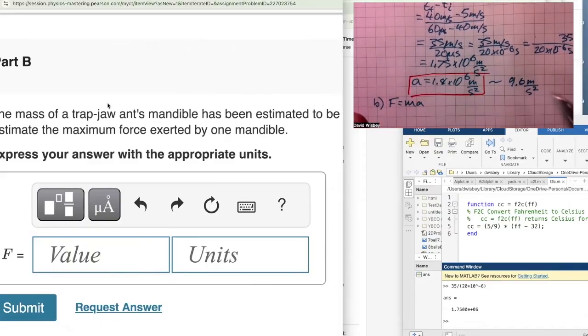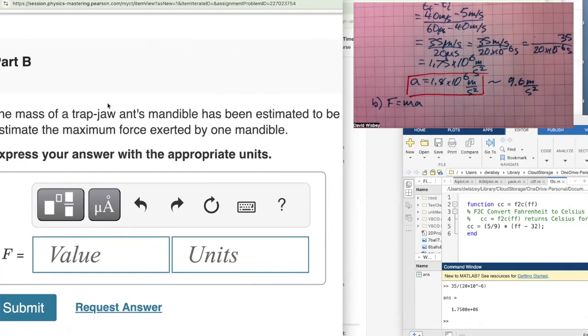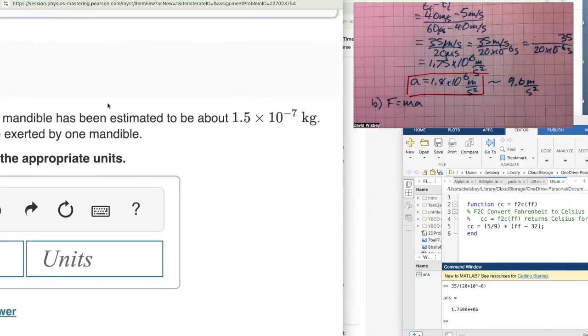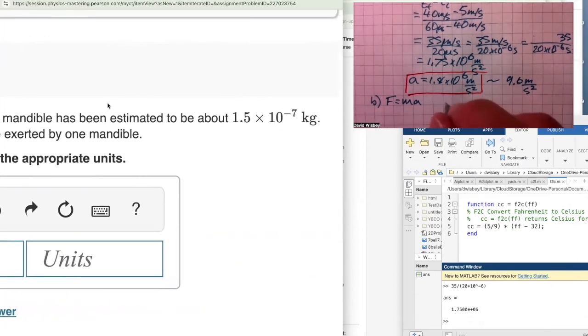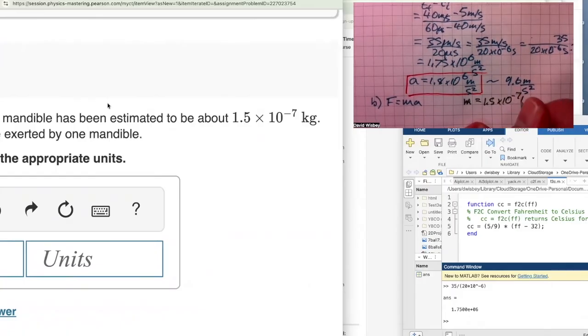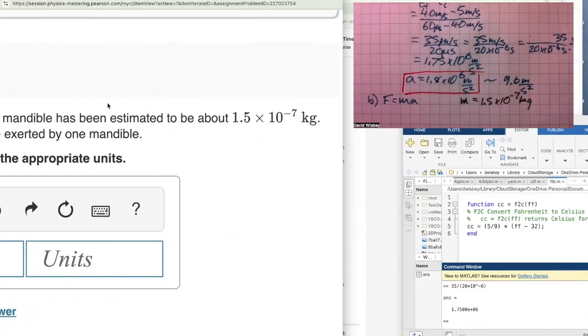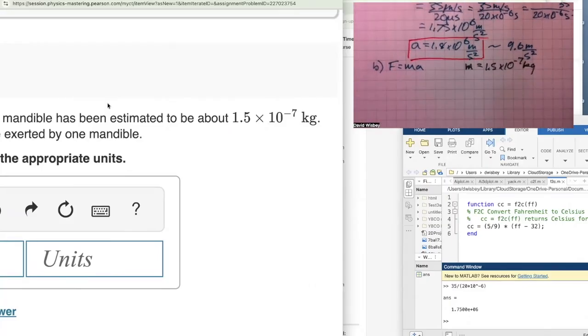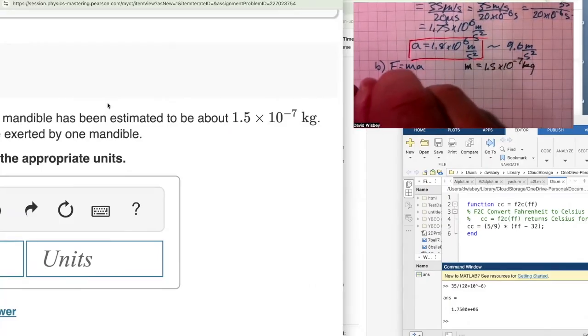Now, what does it tell us in this problem? It tells us the mass of the ant's mandibles, which can't be a lot. So yes, the acceleration is very high, but our mass is pretty small. Okay, so 1.5 times 10 to the minus 7 kilograms. Now we can plug in our numbers here, and we're gonna get our answer.